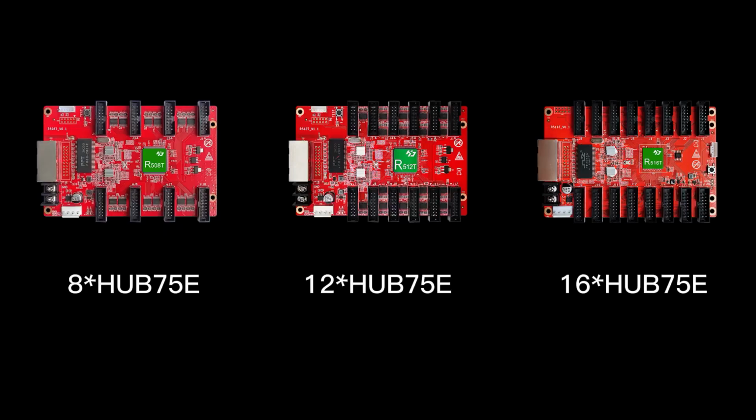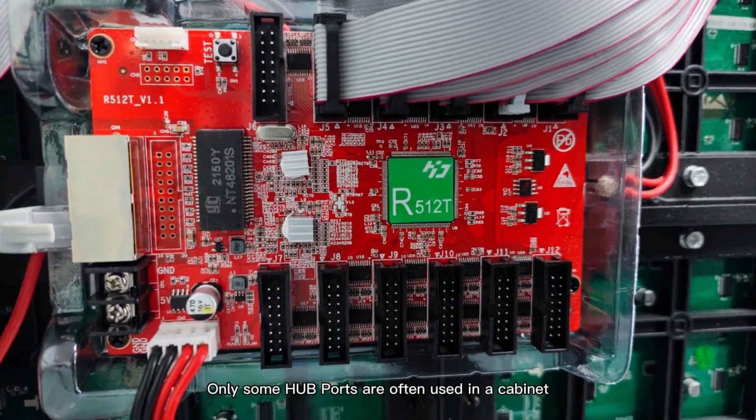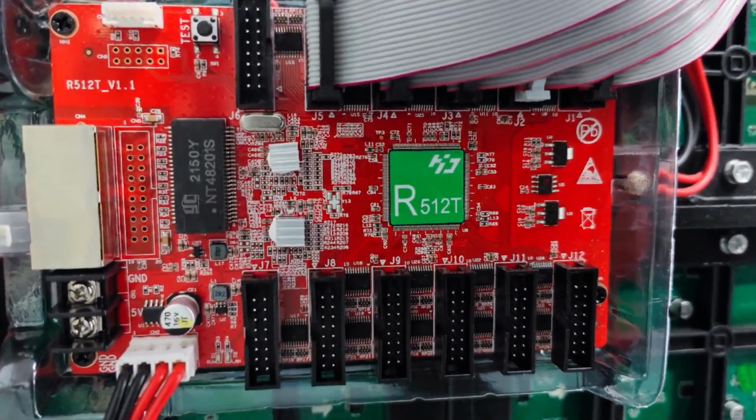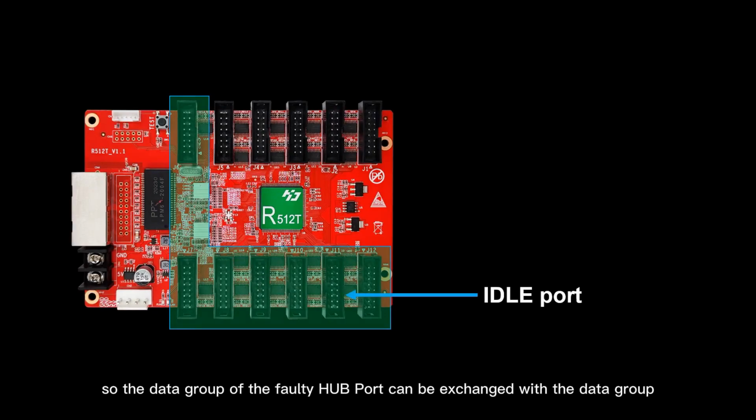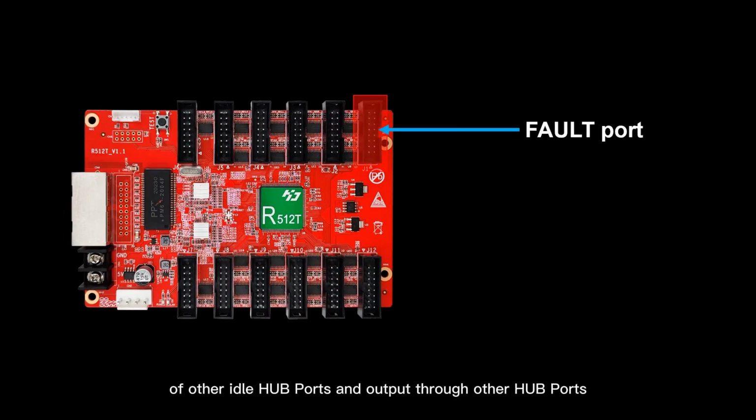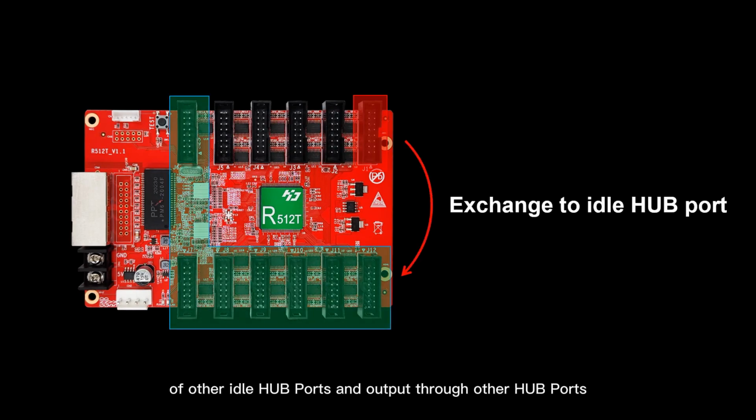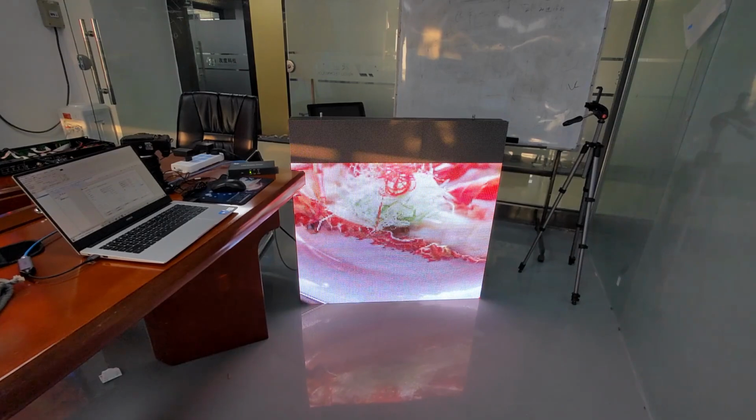Common receiving cards have 8 hub ports, 12 hub ports, and 16 hub ports. Only some hub ports are often used in a cabinet, so the data group of the damaged hub port can be exchanged with the data group of other idle hub ports and output through other hub ports.